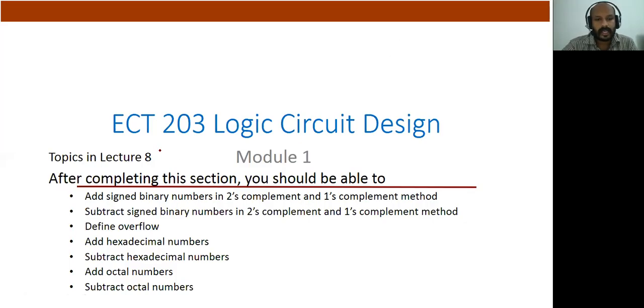So this is lecture 8. From lecture 1 to 7, we discussed different number systems like binary, octal, hexadecimal, etc. Now we will discuss how we can perform arithmetic operations on these numbers. Here we will mainly discuss signed number addition and subtraction in one's complement form and in two's complement form. Similarly, we will discuss arithmetic operations like addition and subtraction in the hexadecimal number system and in the octal number system.